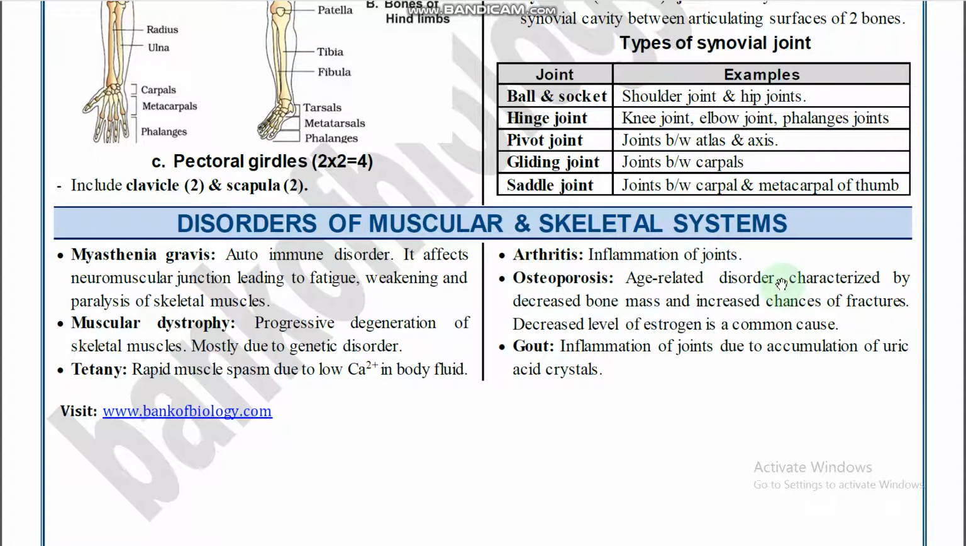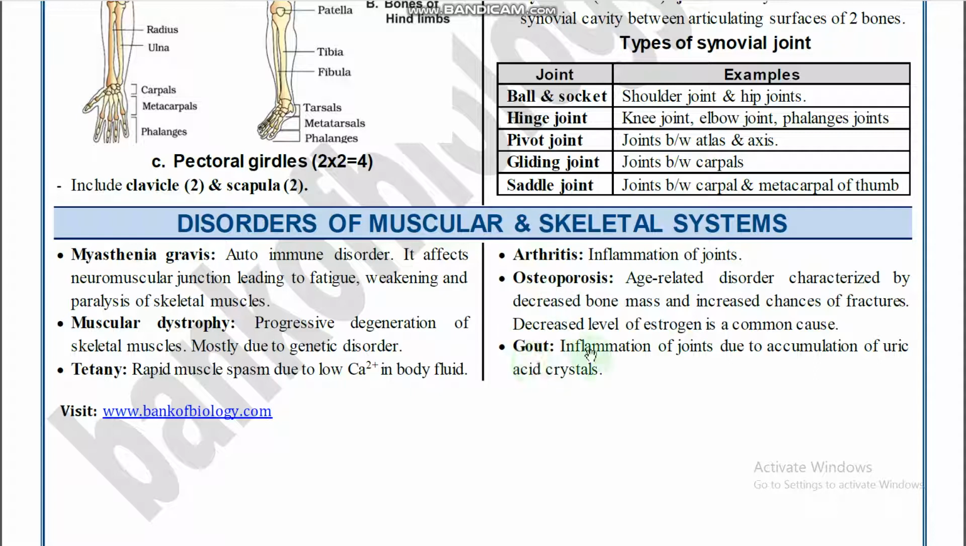And osteoporosis, an age-related disorder characterized by decreased bone mass and increased chances of fractures, right? In osteoporosis, bone is getting weak. A decreased level of estrogen is a common cause in whom? In females, right? So after menopause, osteoporosis generally takes place in females.